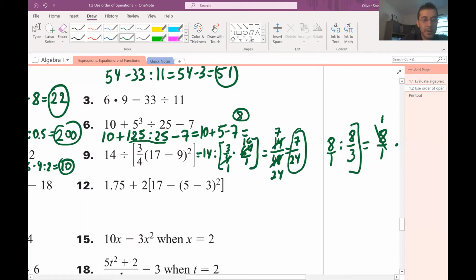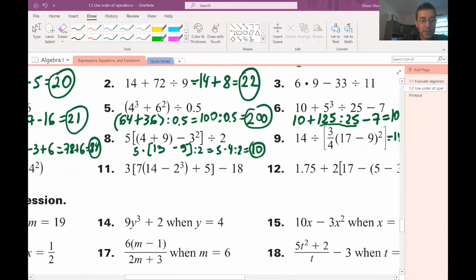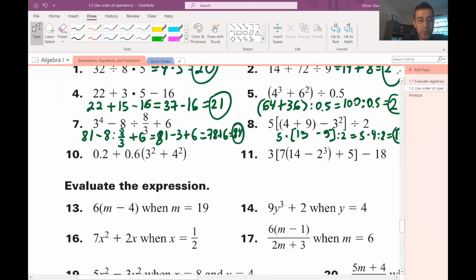Okay. Number 10. Now we do powers here first. So we do 3 squared, that is 9. 4 squared is 16. Then we do the grouping, right? Then we do the multiplication. And finally, we're going to do the addition. So 9 plus 16 is 25.